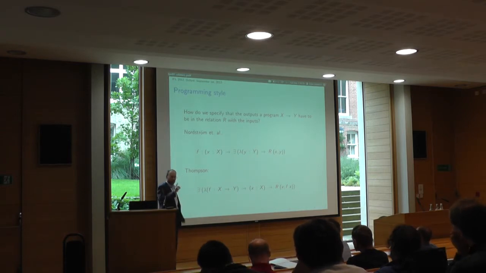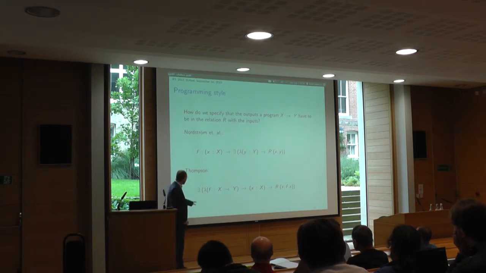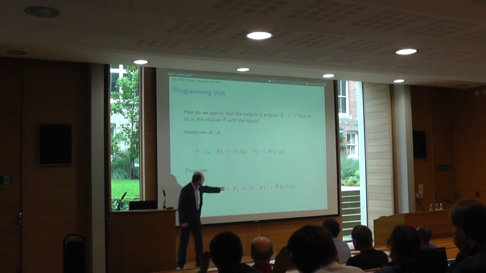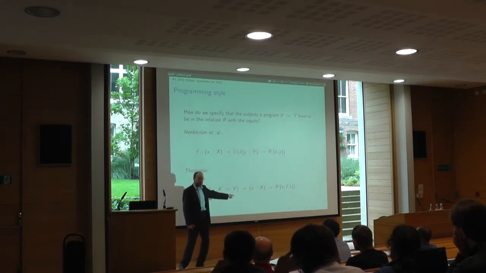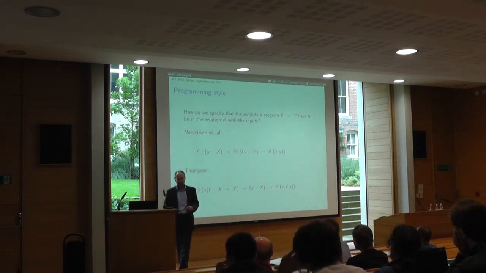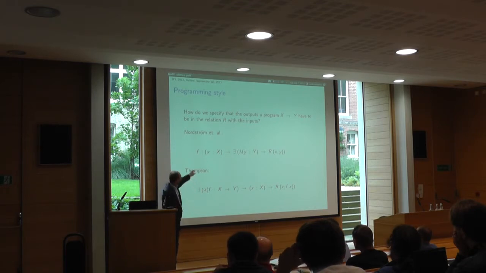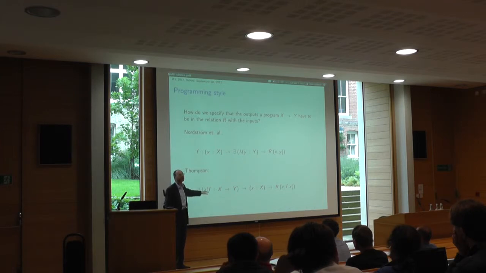Thompson says, no. If you want to do that, then you give a function f such that for every x, the relation r holds between x and f of x. This makes it easier to do proofs. Some proofs are not going to be possible in this framework, just like the max example that I was giving, right?